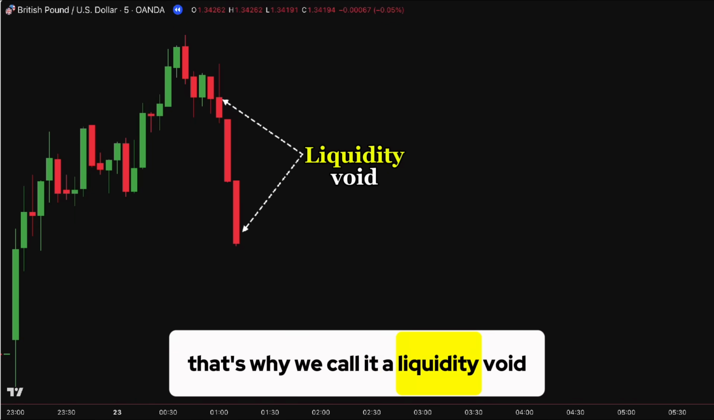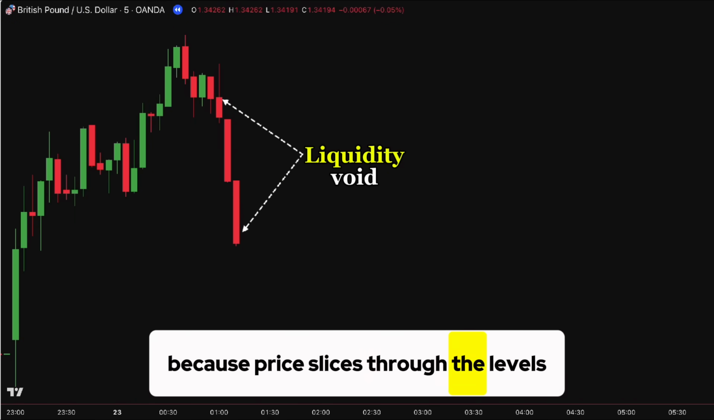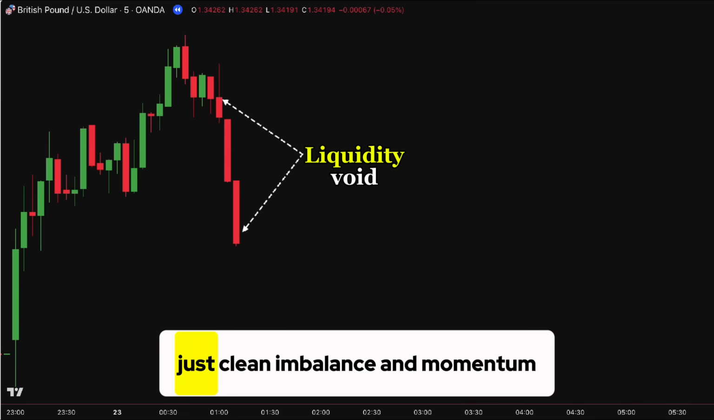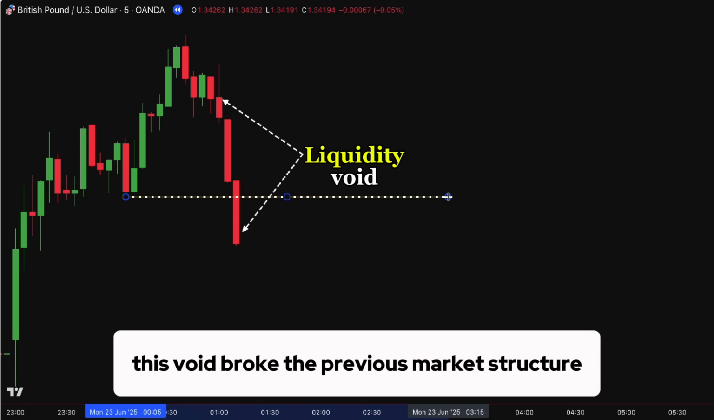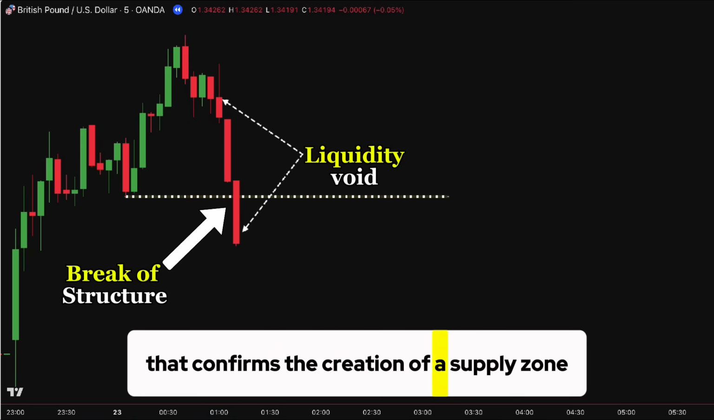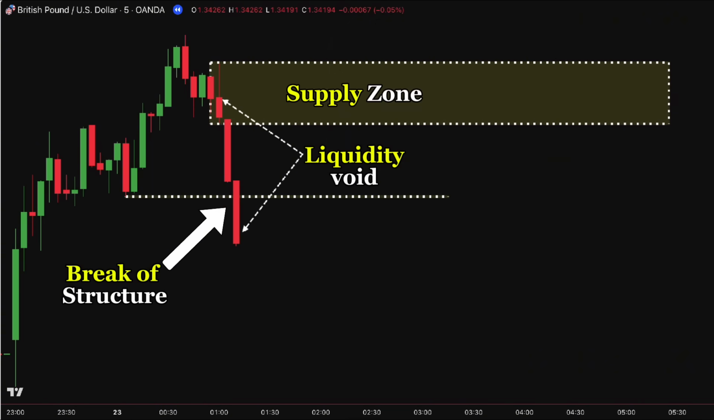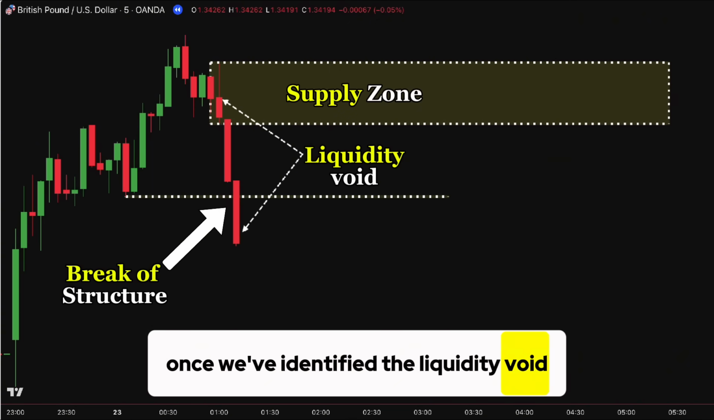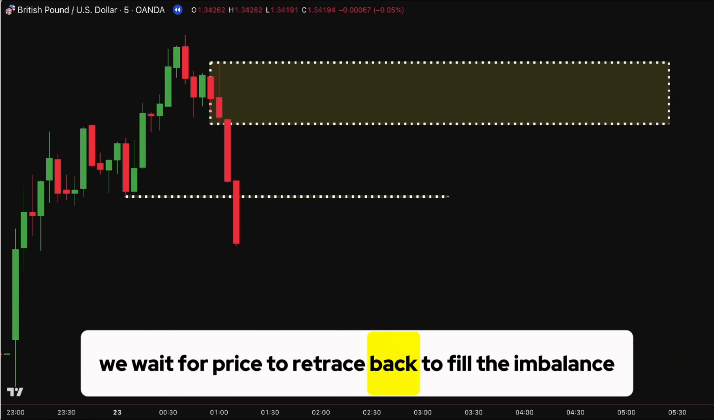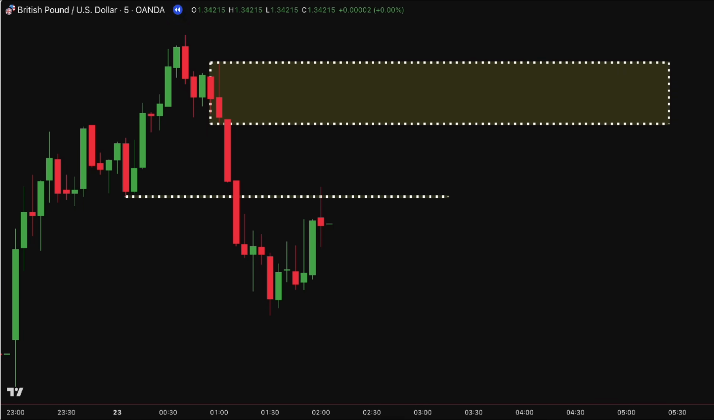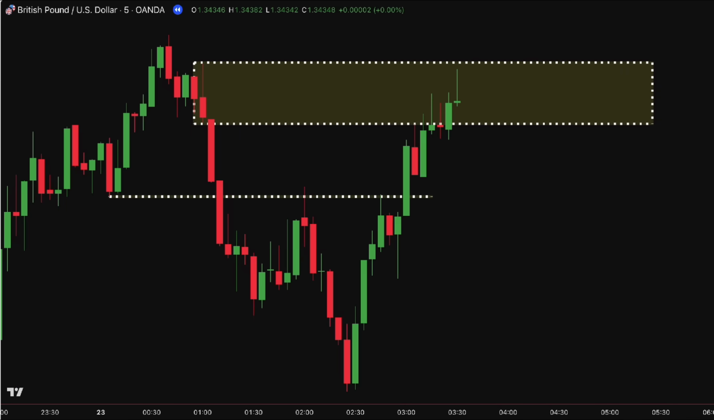That's why we call it a liquidity void, because price slices through the levels like there's no one on the other side, just clean imbalance and momentum. Now, look left, you'll notice this void broke the previous market structure. That confirms the creation of a supply zone at the origin of the drop. Once we've identified the liquidity void, the next question is, when do we enter? Simple, we wait for price to retrace back to fill the imbalance. And the best area to look for entries? Right at the supply zone, which now acts as a premium level. Watch what happens next.